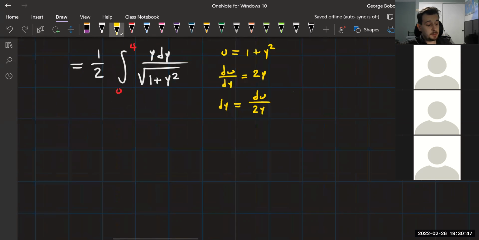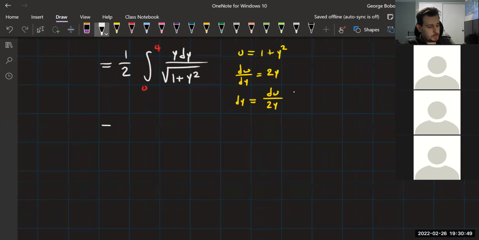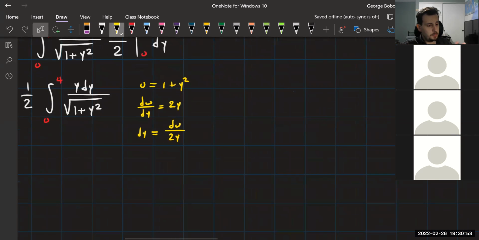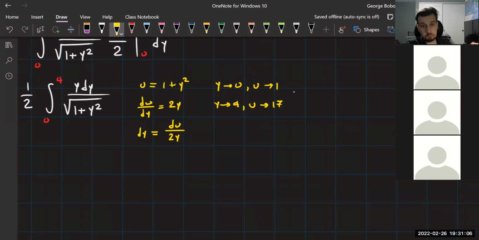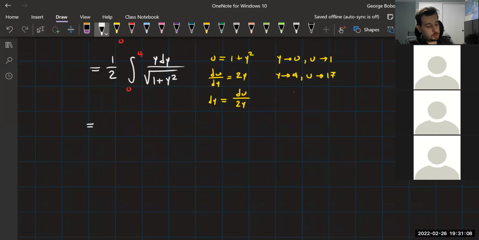When you put these things in right now, should we change the bounds? Maybe we should as well. So if y goes to 0, u here goes to 1. And if y goes to 4, u will go to 17. Fair enough. So you change the bounds and you plug it all in. We're going from 1 to 17 in the u world now.